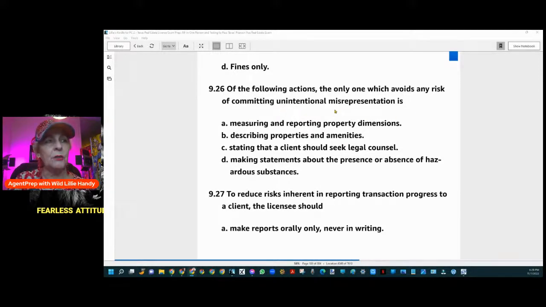Of the following actions, the only one which avoids any risk of committing unintentional misrepresentation. So unintentional misrepresentation. So only one which avoids any risk of committing unintentional misrepresentation is A, measuring and reporting property dimensions, B, describing properties and amenities, C, stating that a client should seek legal counsel, or D, making statements about the presence or absence of hazardous substance.